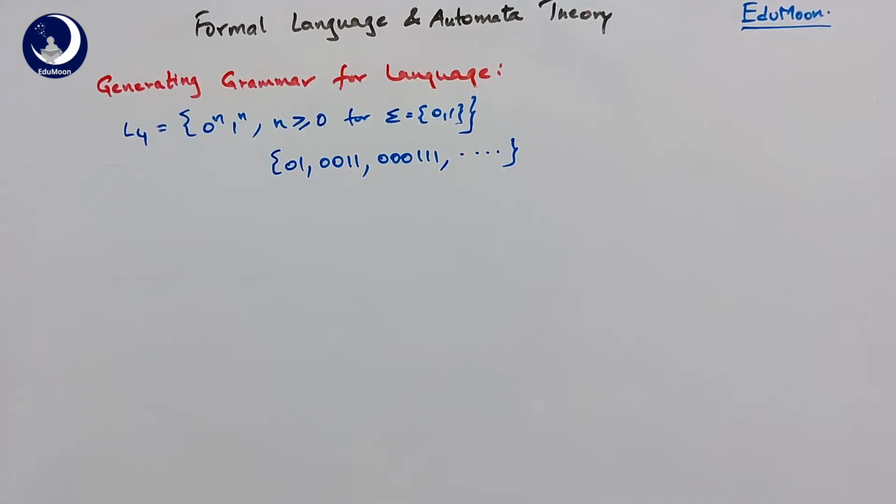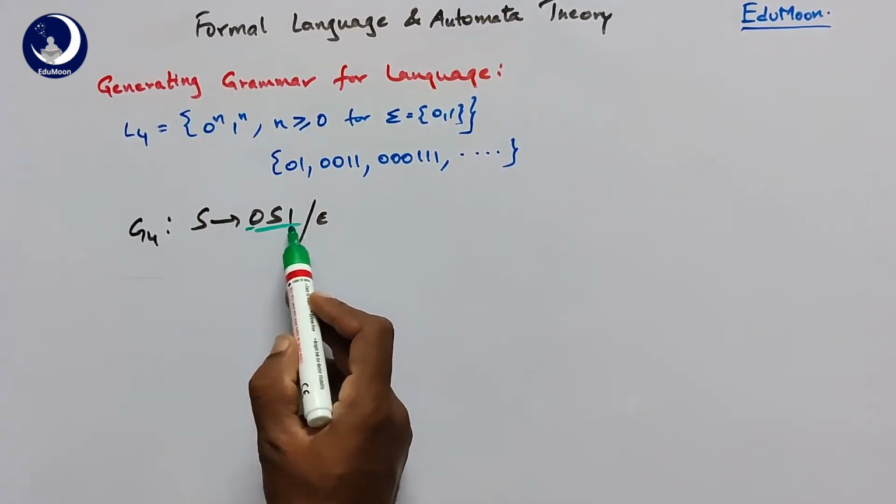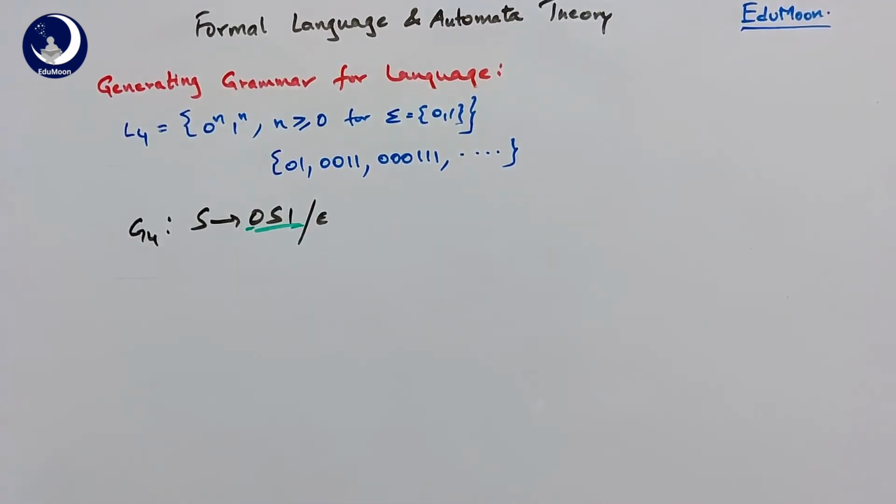So the grammar for this language is given as G4, the grammar that is generating the language L4. You can clearly see that this is not in the form of LLG or RLG. So this comes under type 2 grammar, what we discussed in the previous video. And here the logic is S is going to generate a 0 on its left hand side and a 1 on its right hand side. So it will be generating an equal number of zeros and ones.